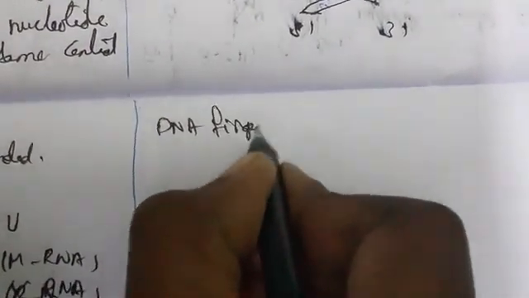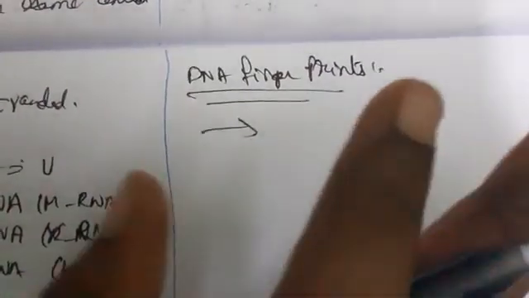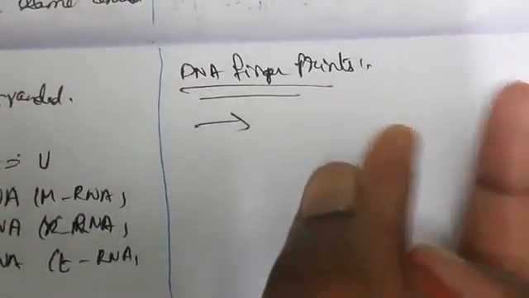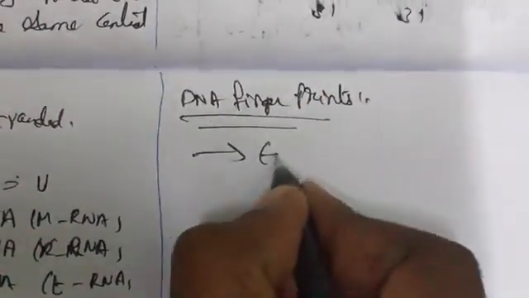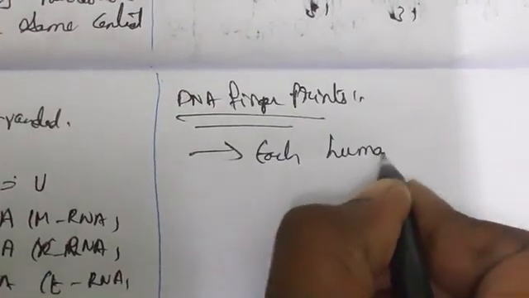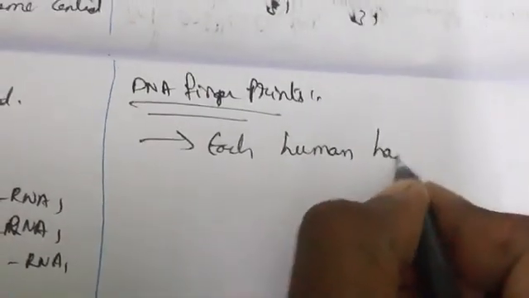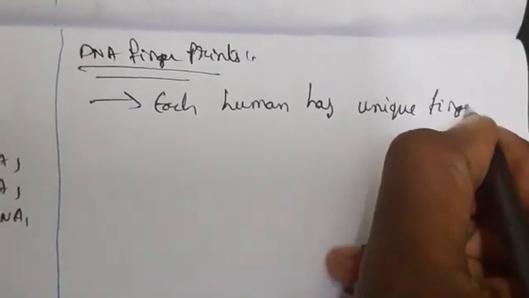So what is fingerprint? Fingerprint of DNA, DNA fingerprints. Each human has a unique fingerprint. There are the tips of the fingers which will identify that human. They may be altered due to surgery also. If you have twins, we can't identify them based upon other features, but based upon their fingerprints we can easily identify. Why? Because each human has their own unique fingerprints.